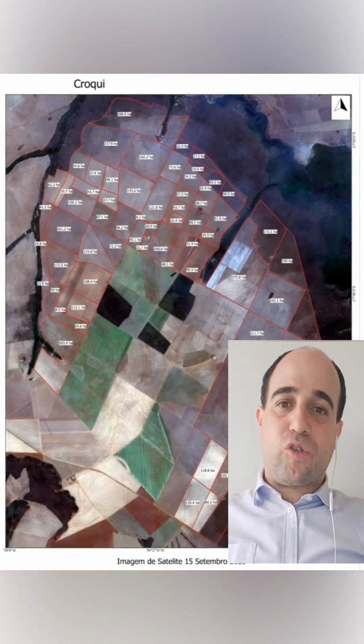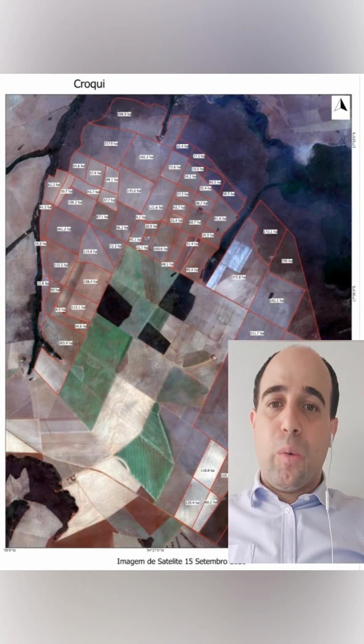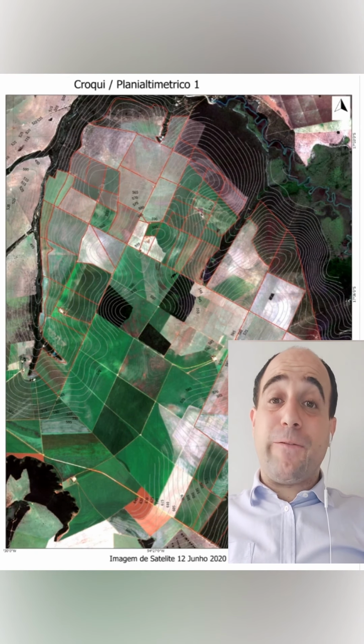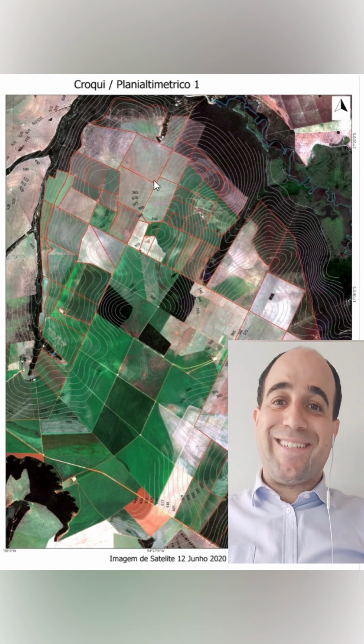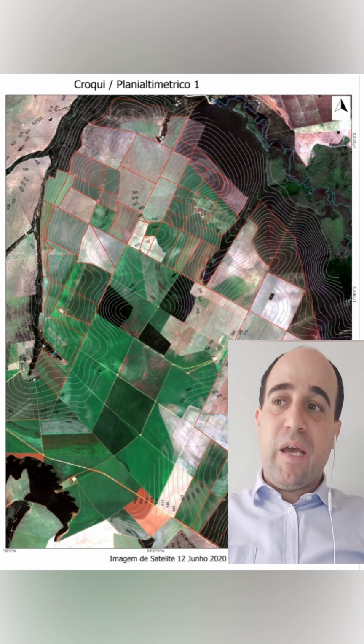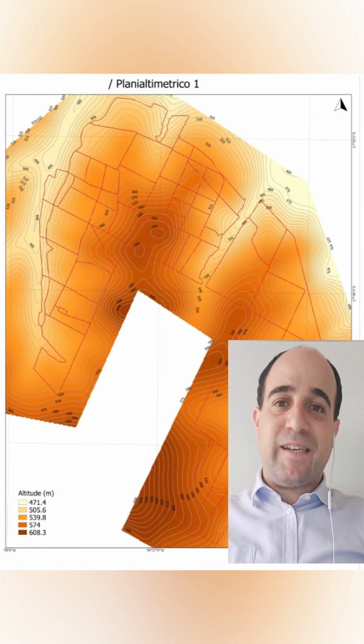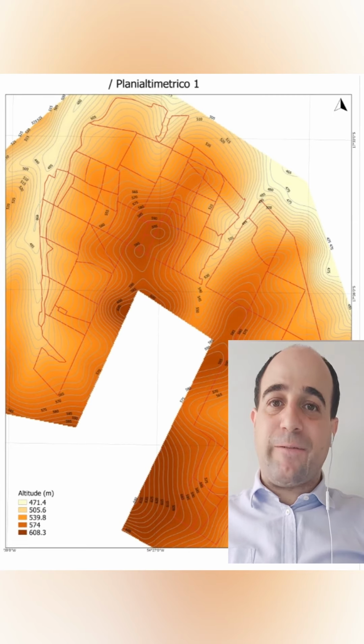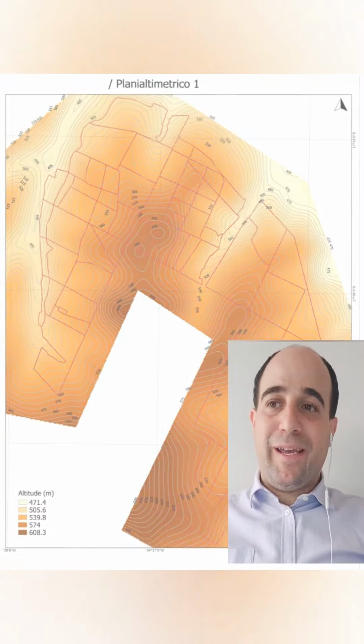Another thing that we saw was the slope. The slope has a fundamental part in the whole thing. As you can see here, you have the contour lines, with the 12 of June map in the back so you have a better visualization. You can also see the different colors, which give a better perspective of how the slope is.